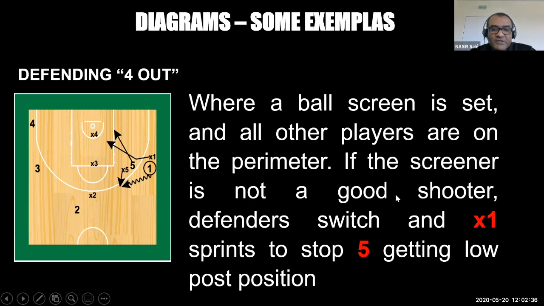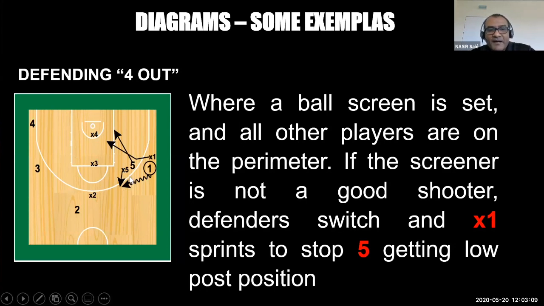If the screener is not a good shooter, the defender switches, and the X1 sprints to the top for the 5. But in these situations we need to stop, like in this example, the X1 sprinting to stop the 5 from getting a low post position. Sometimes we need to know where we use this in rotation.